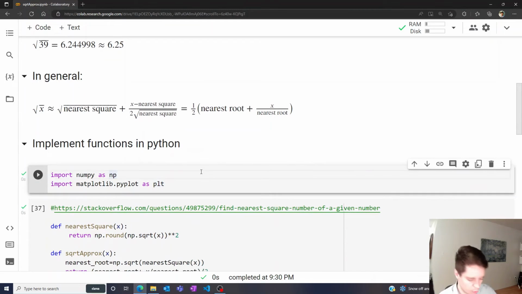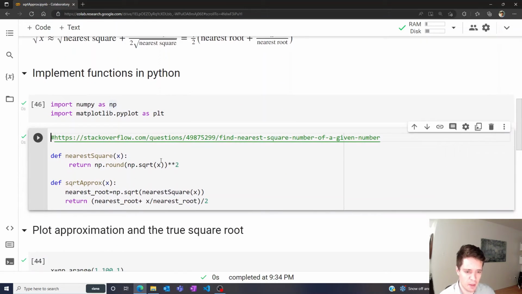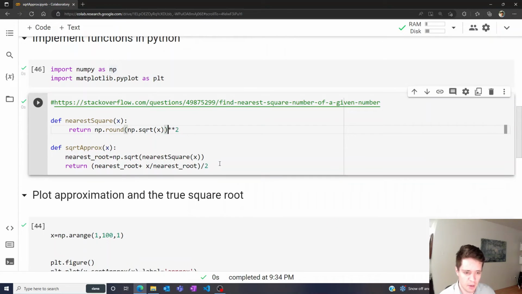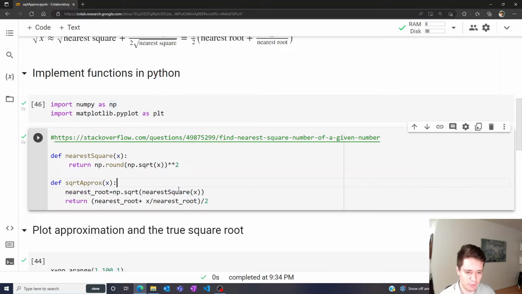So first, we're going to import some libraries, numpy and matplotlib, and then we're going to use this little trick here for finding the nearest square. It's actually a trick I found online somewhere else, so you can check that link out if you want. And then we can implement the function from above to get the approximate square root, like so.